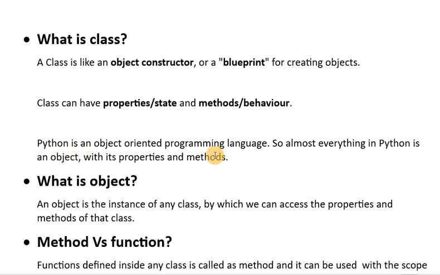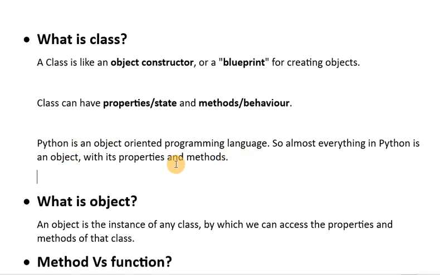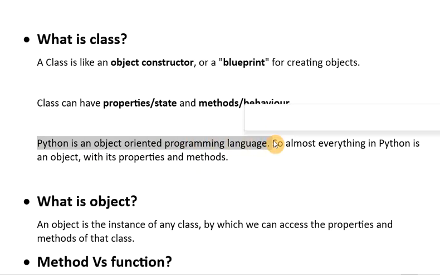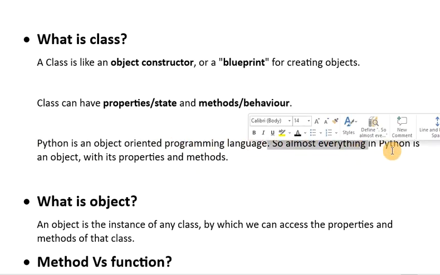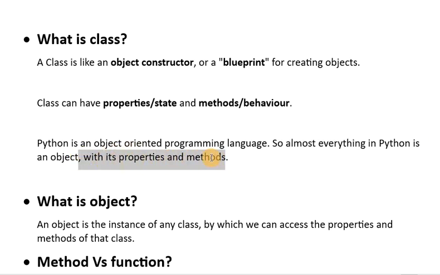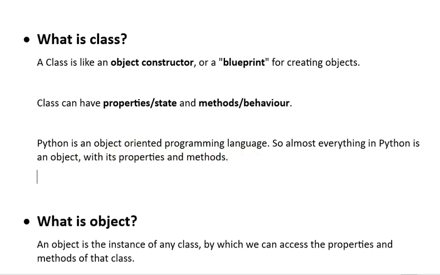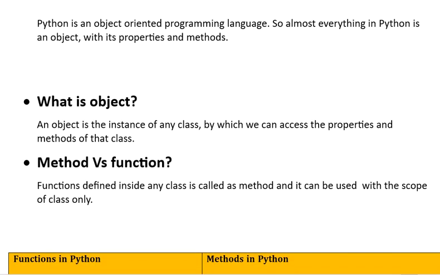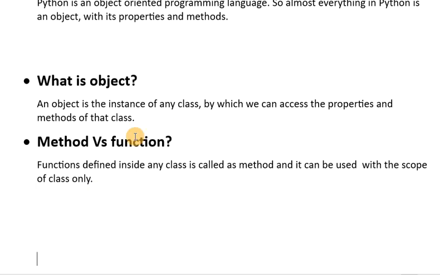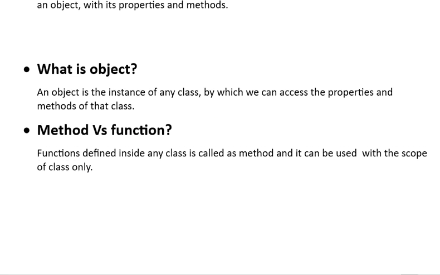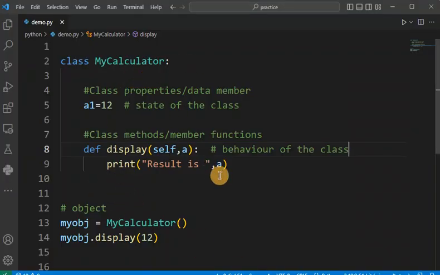Now you can see here Python is an object-oriented programming language. So almost everything in Python is an object, with its properties and methods, obviously. So what is the object? Now the next question that comes to our mind is, what is the object? Here you can say the object is nothing but the instance of the class. So we will create one class, and for this class we have created one instance here in line number 13. So this object is nothing but the instance of the class.